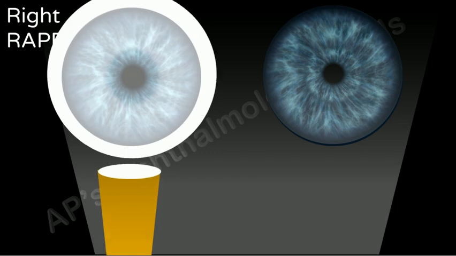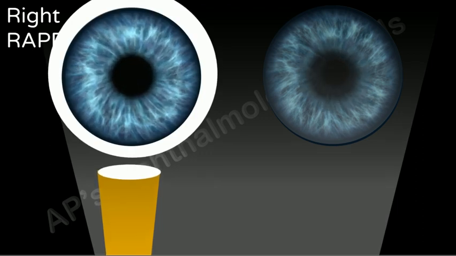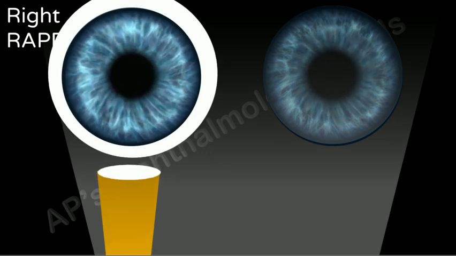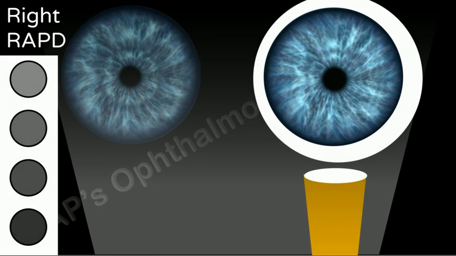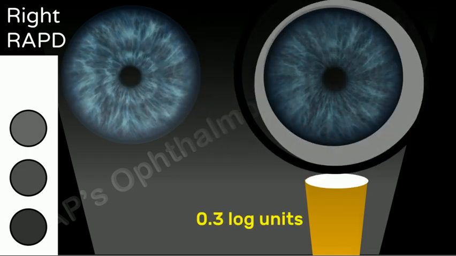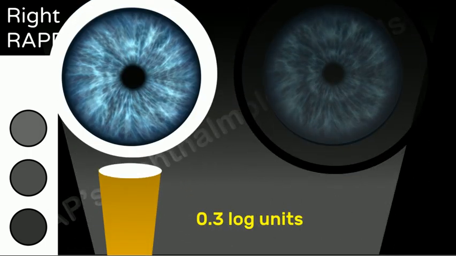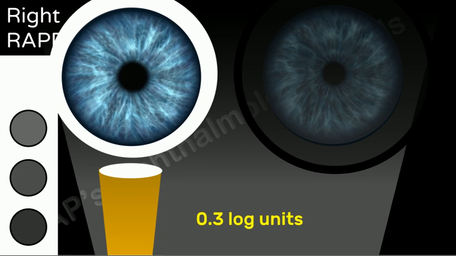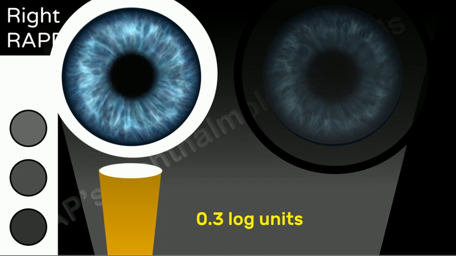Now, this is a patient with a right RAPD. To grade with neutral density filters, first place a 0.3 log unit filter in front of the normal left eye and perform the swinging flashlight test. The RAPD is still there.